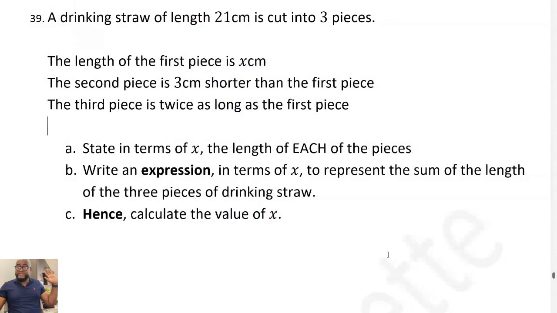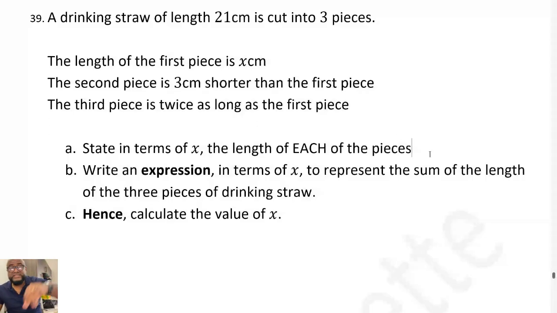The next question. Let me read a CSEC question. Watch what they said. A drinking straw of length 21 centimeters is cut into 3 pieces. What's the full length of the straw? That's information they give us in the first line. Remember that. The length of the first piece is x. The second piece is 3 centimeters shorter than the first piece, right? The third piece is twice as long as which piece?